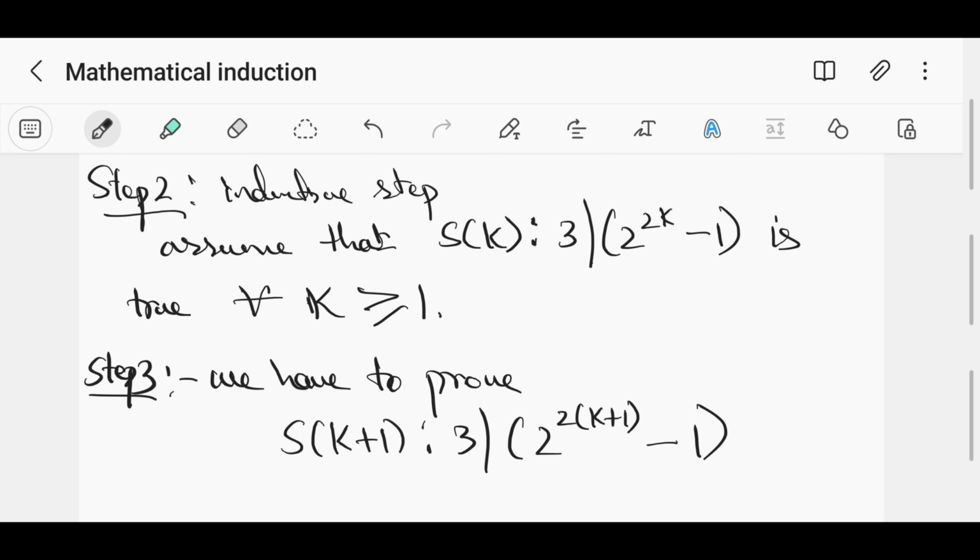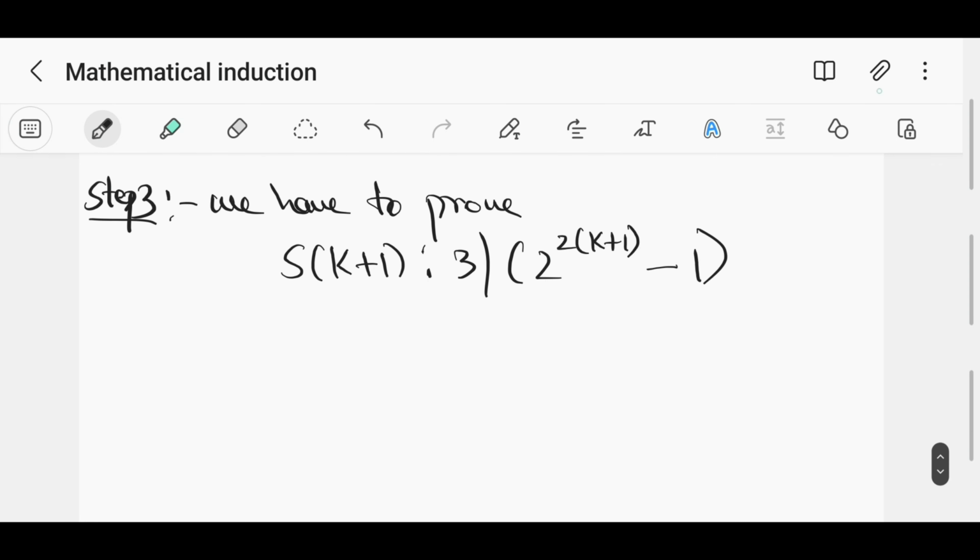We have something divisible by some term, so no need of adding any terms here. Only if you have a series or a summation, then you can add the k+1 term to S(k), as in step 2 to step 3, but here no need of adding any terms. I'll tell you how to do it.